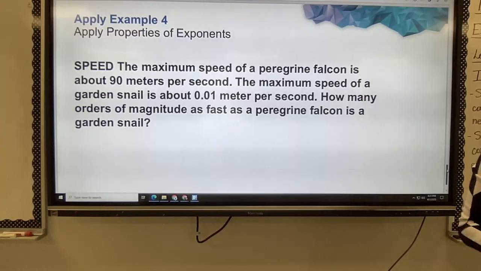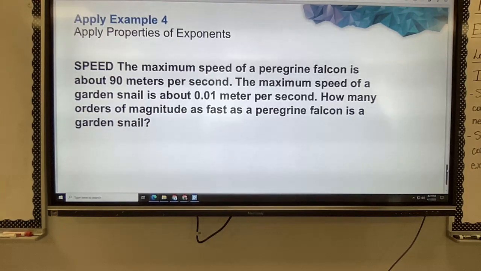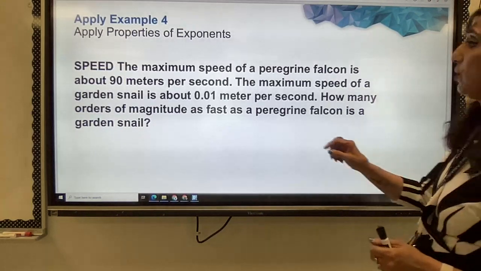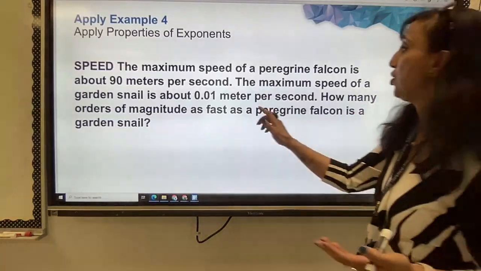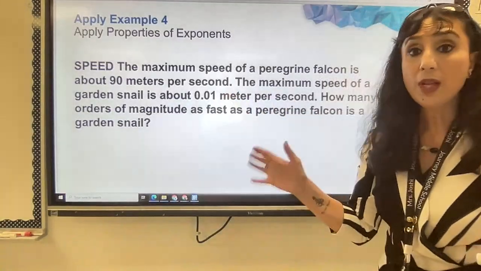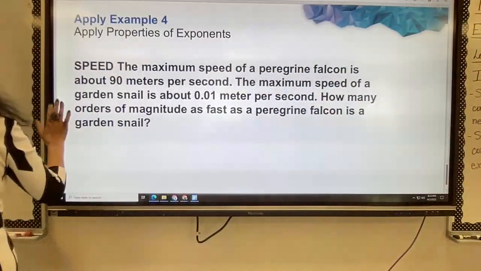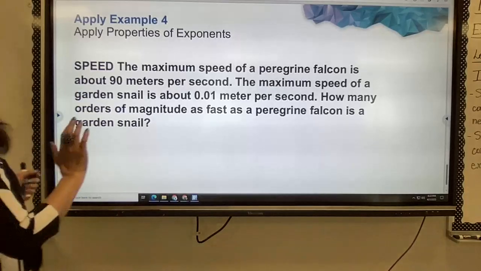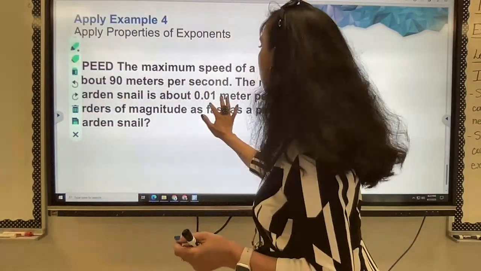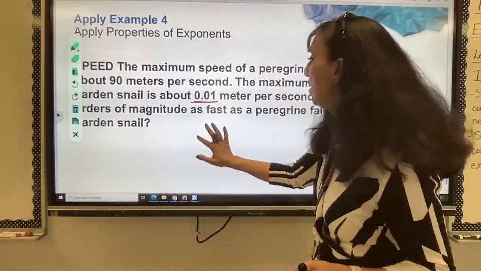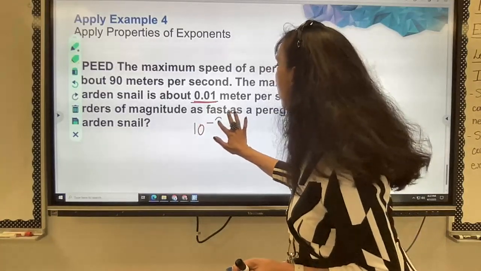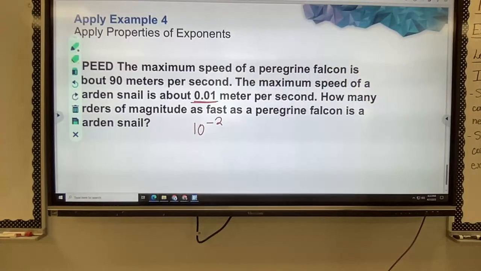Okay, so if I'm looking at this, the maximum speed of a snail is 100th meter per second. So therefore, the order of magnitude of the speed of the snail, what does this tell me? It is moving that decimal 2 places to the right. Okay, I am going to get 10 raised to the power of -2. So first I'm going to have to do this. When I change this, this gives me 10 raised to -2. Okay, and that is the speed of the snail.